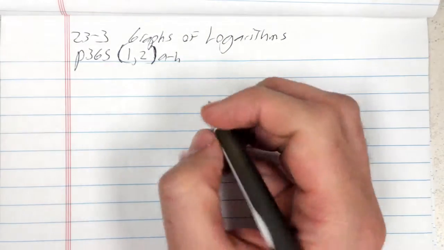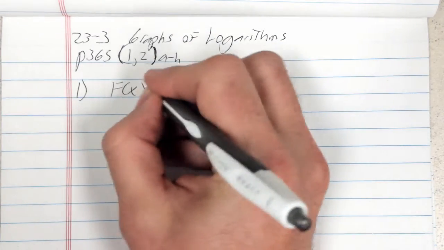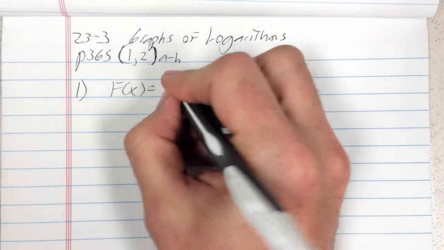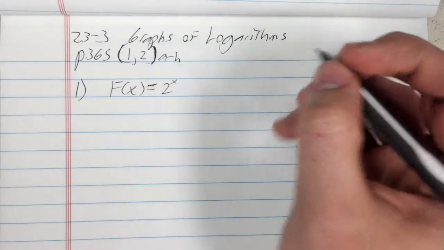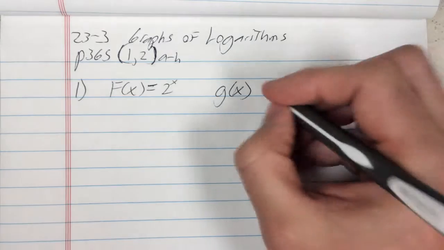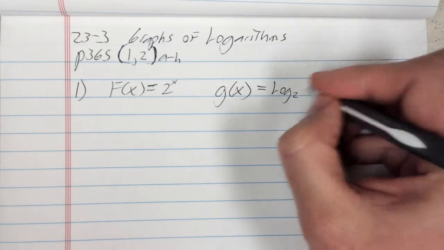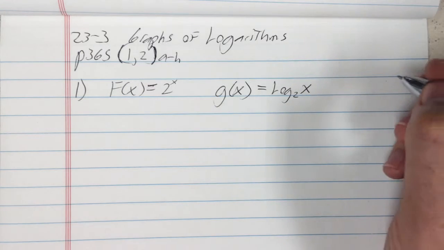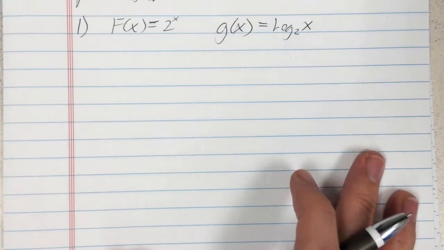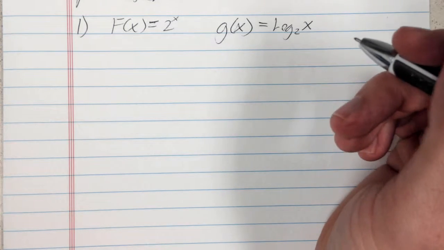Alright, so the first one, number 1, says f of x is equal to 2 to the power of x. And it says its inverse, which in this unit we always label as g of x, is log base 2 of x. So we're going off of that. Question A says complete the table.